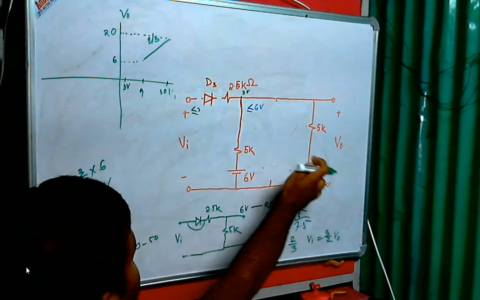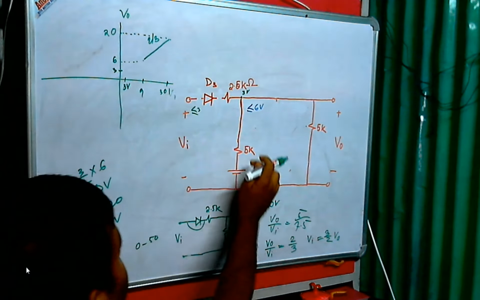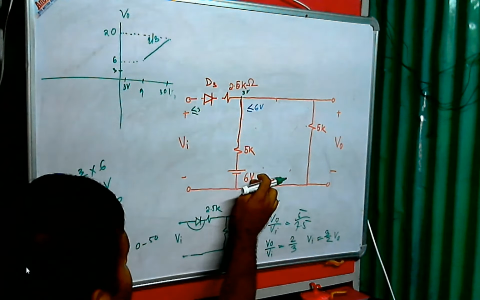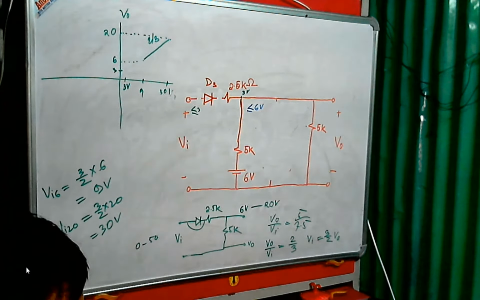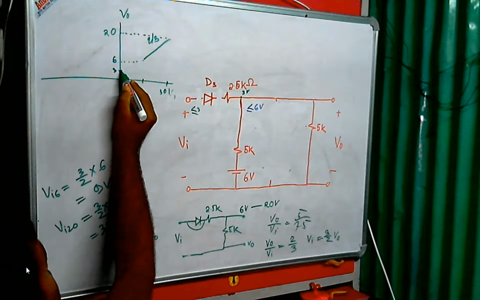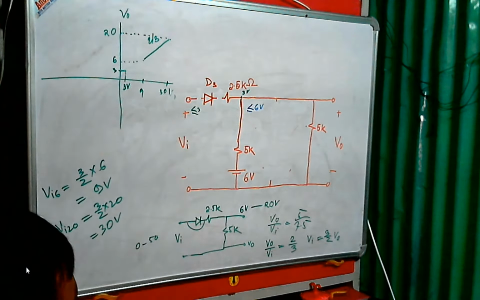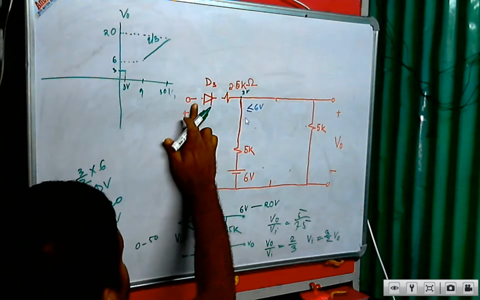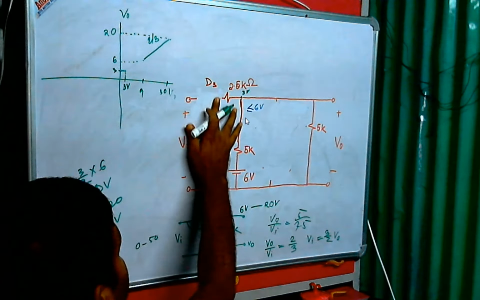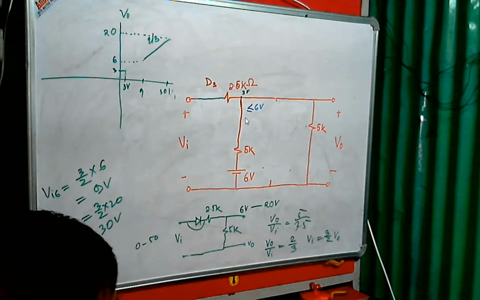So for input voltage less than or equal to 3 volt, this diode is off. So what is your output voltage? Output voltage is simply 3 volt directly. It is coming from the 6 volt source voltage divider. Okay, output voltage is 3 volt, so this will be like this. Now we have to find the equation in between 3 to 9 volt. In between 3 to 9 volt, you can see this diode D3 is on, so you can connect these two lines. So you have to find the output voltage equation.